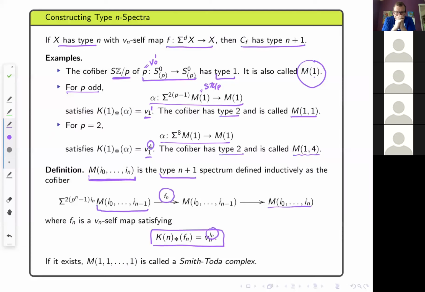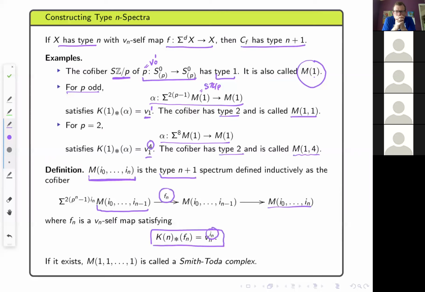So these things, Mi0 and In, are not unique, okay? So it does depend on your choices, but I'm just going to ignore that. I'm just saying you can construct these. There's a machine to do it.